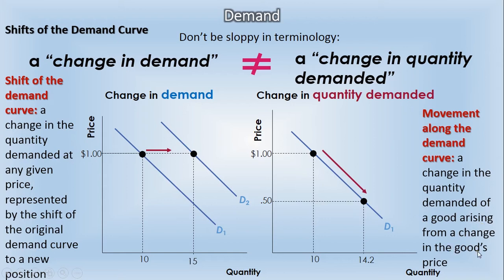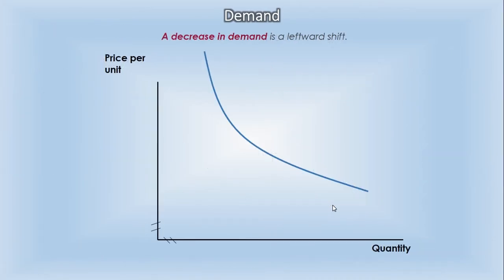Remember, the curve itself embodies the relationship between price and quantity demanded. So if price is changing, we're just moving along that curve versus something else affecting demand, which shifts the entire curve like we saw in the first case here on the left. So once again, if we're looking at a decrease in demand at any given price, people are buying less and the curve will shift to the left.